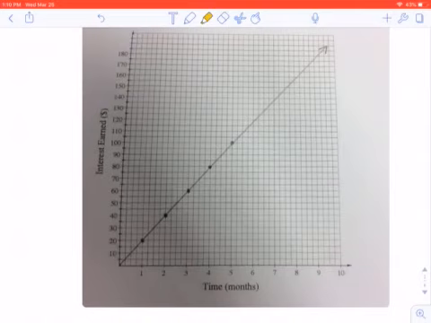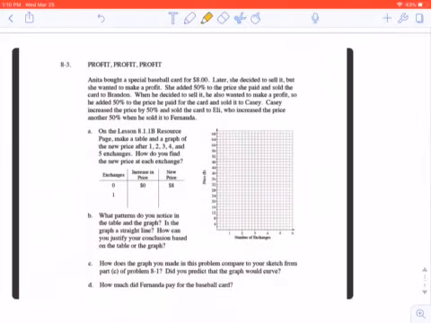So check yours with this one and make sure that it looks like mine. And then we're going to move on to problem 8.3. Again, if you need to pause, go ahead, or if you need to rewatch any part of the video before we move on, go ahead and do that.